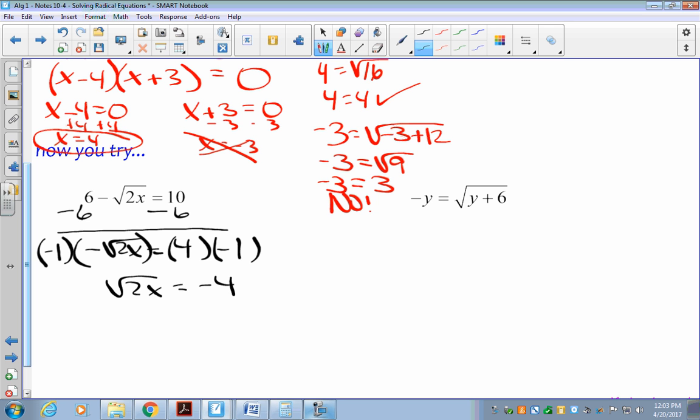Then we're going to square both sides. And we end up with 2x is equal to 16. Divide both sides by 2. x is equal to 8. We're going to plug that back in and see if it works. So where the x is, we're going to put an 8.